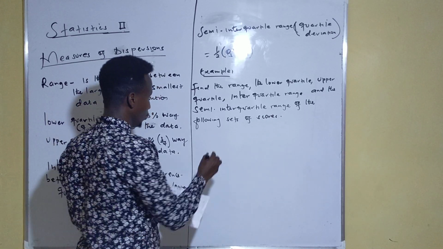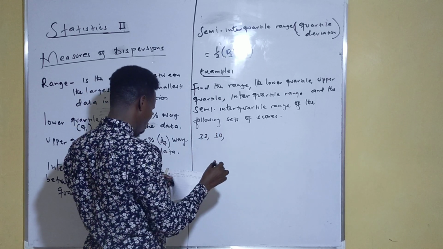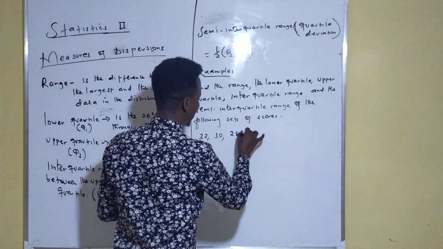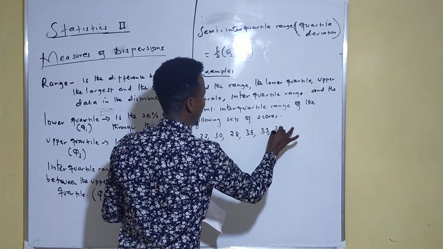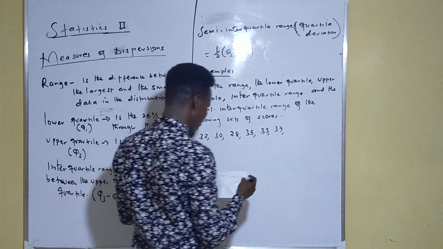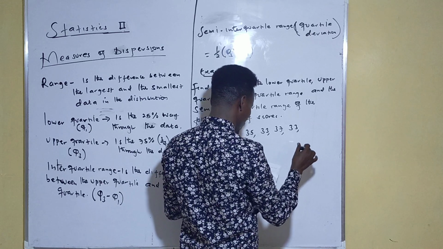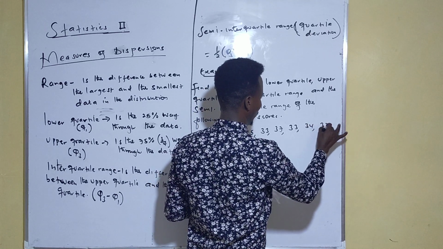We have 32, 30, 28, 35, 33, 37, another 33, then we have 34, then last 32.